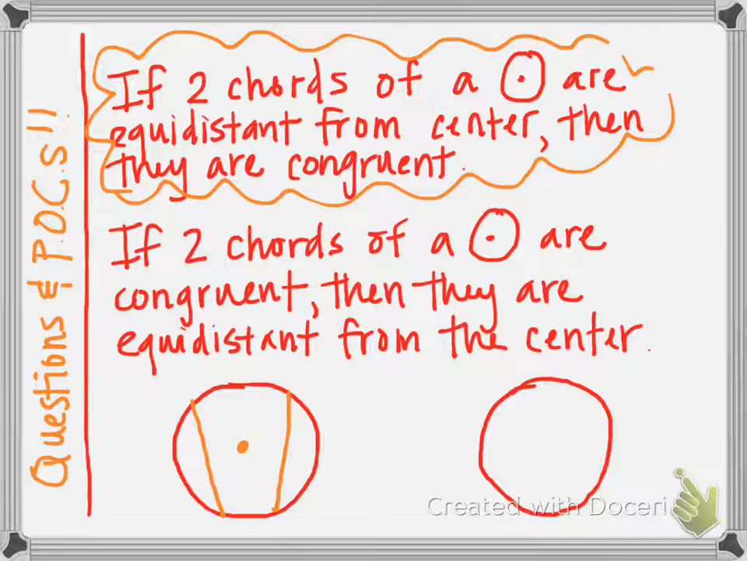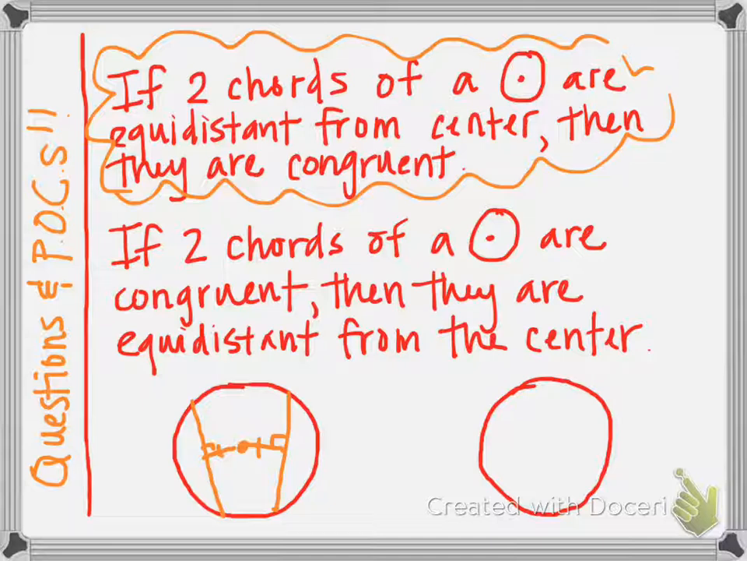And when we're talking about distance from one thing to the other, we're talking about the shortest distance that's implied. The shortest distance from a center to a chord is always going to make a right angle with that chord. So what this is saying, if these two short distances are the same, then that means the chords themselves are congruent.